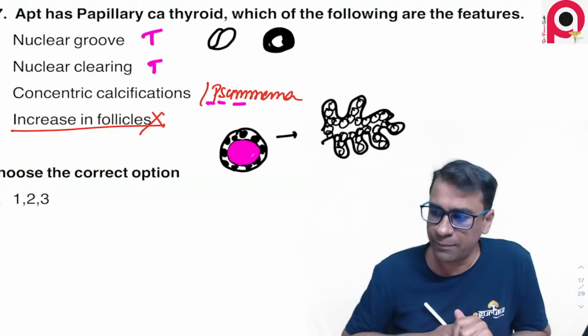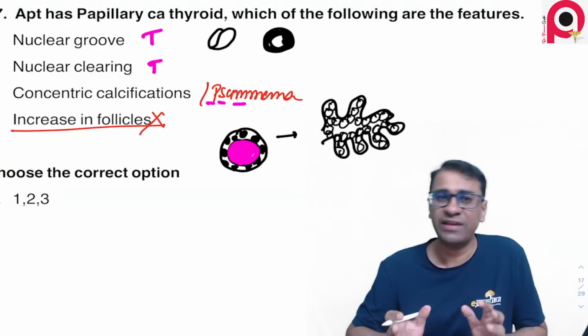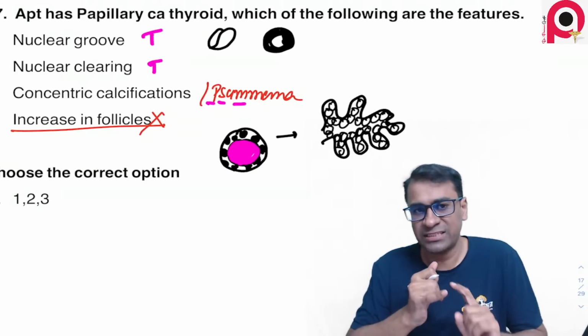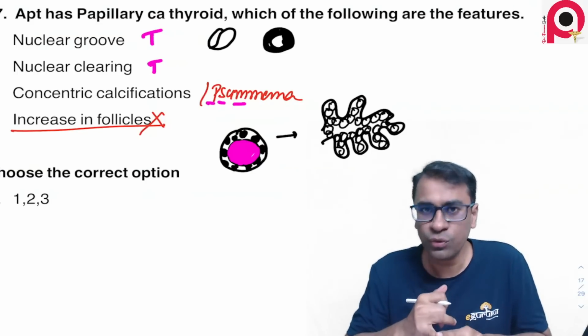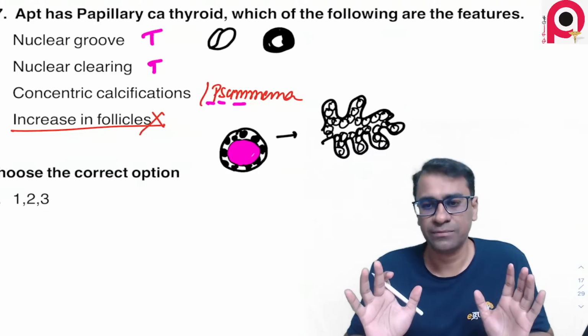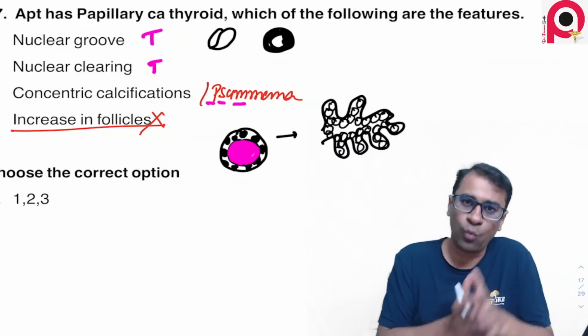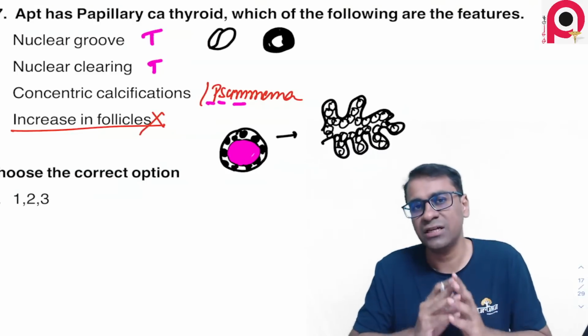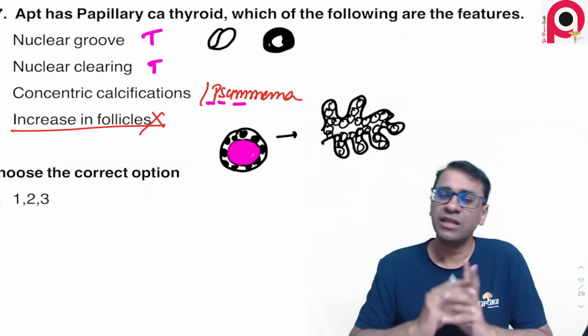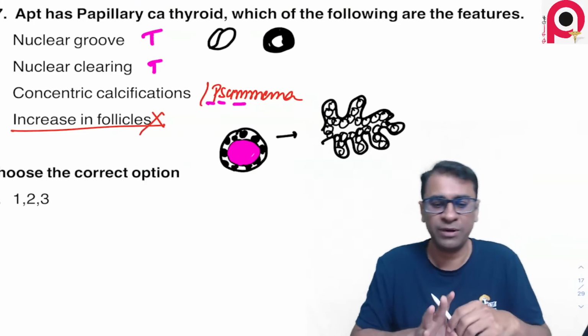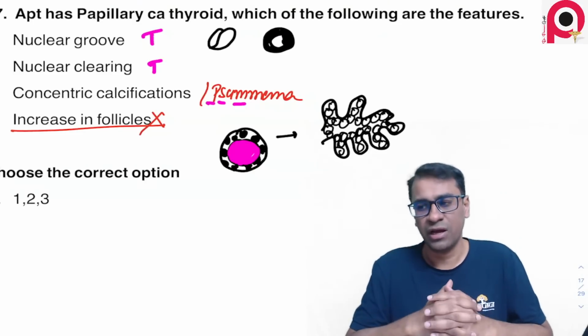The nuclear clearing can be seen on FNAC also, if that at all was the option. So FNAC में we can see nuclear clearing also, we can see nuclear grooving also, and we can also see calcification. ठीक है ना, even if the option was FNAC, you can easily see the nuclear grooving also in a case of papillary thyroid carcinoma. इसीलिए ना the FNAC is diagnostic in case of papillary carcinoma, it is not diagnostic in the case of follicular carcinoma. Okay.